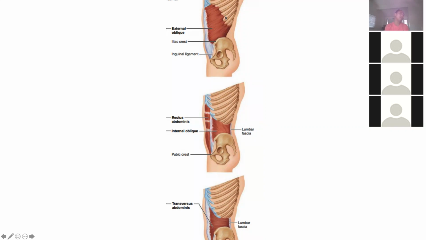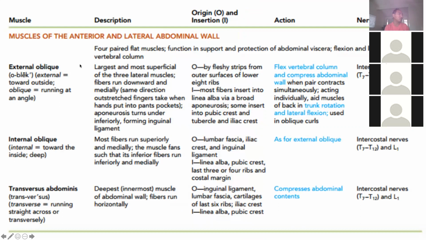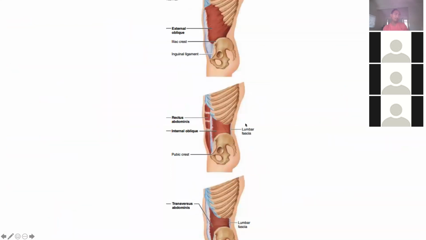Origin coming from the ribs, and insertion, it will go to the aponeurosis, rectus sheath. Let's look at that. The external oblique has its origin from the lower 8 ribs. Insertion goes into the linea alba. That is what we have seen. And it will go into the pubic crest and pubic tubercle. That's the pubic tubercle here, and the iliac crest. So now it is pretty easy to remember the origin and insertion of the external oblique.